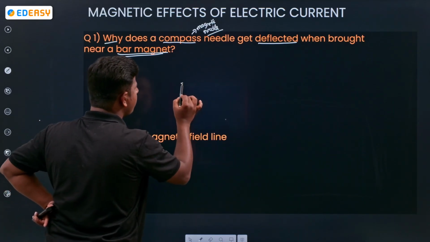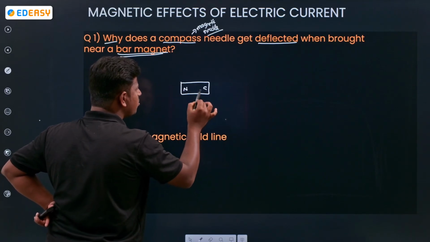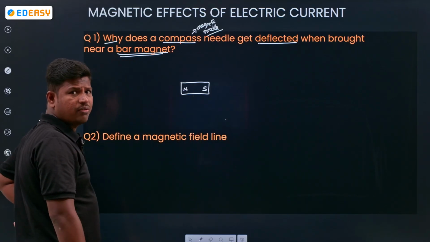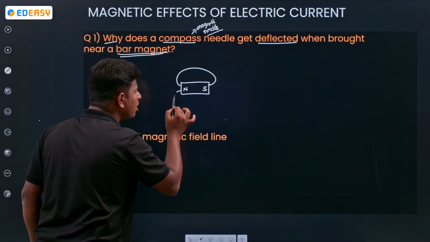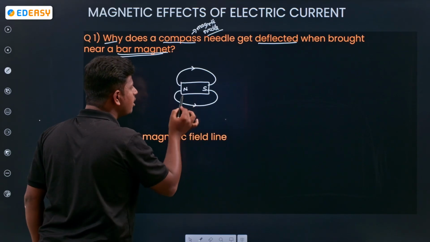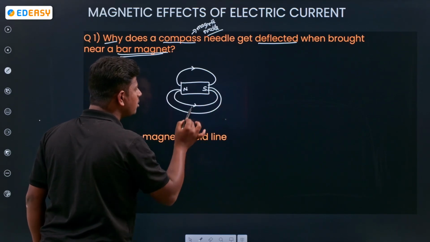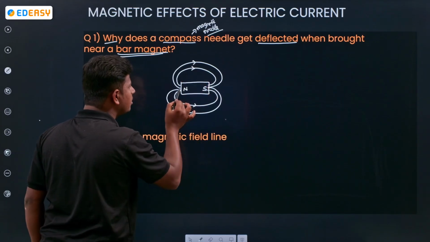I am taking a bar magnet first of all, as per the question. North pole is there, south pole is there. Where to where will the field lines be? North pole to south pole. The field line is like this only.